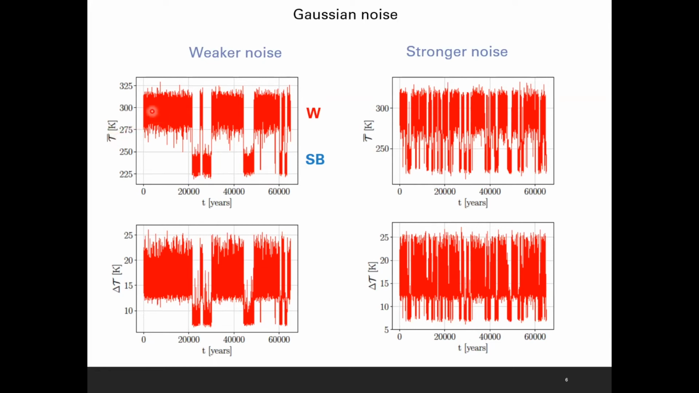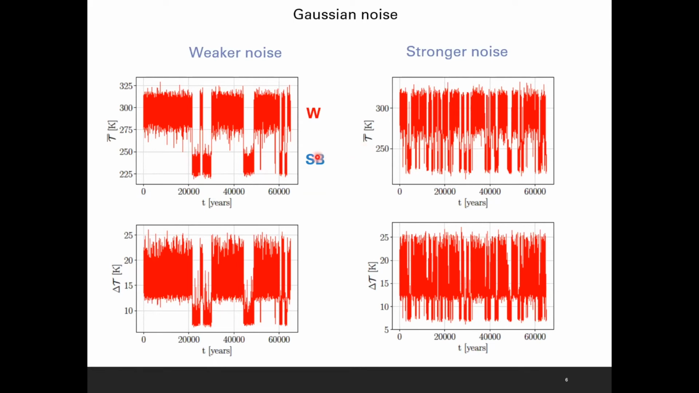So the first thing to see is that for the weaker noise, it spends a lot of time in some attractor, and then it jumps, spends some time, and then it jumps back, and so on and so forth. This is also the time series of the temperature gradient. If you increase the noise, of course, we expect that these jumps will become more frequent.